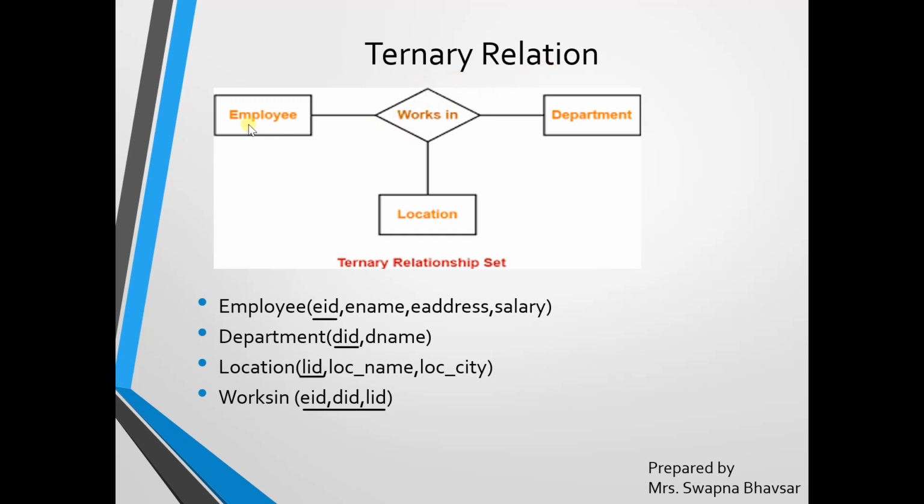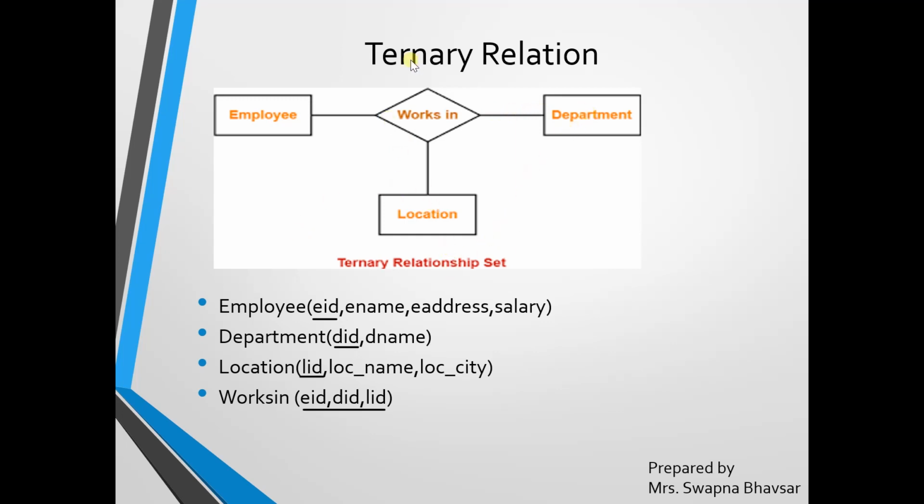So here employee, department and location. These three entity sets are being connected by works in relationship set and all are in with many to many mapping cardinality. If you will see employee to department, many employees are working in many department, many employees are working at many locations, at various location, many departments are there.